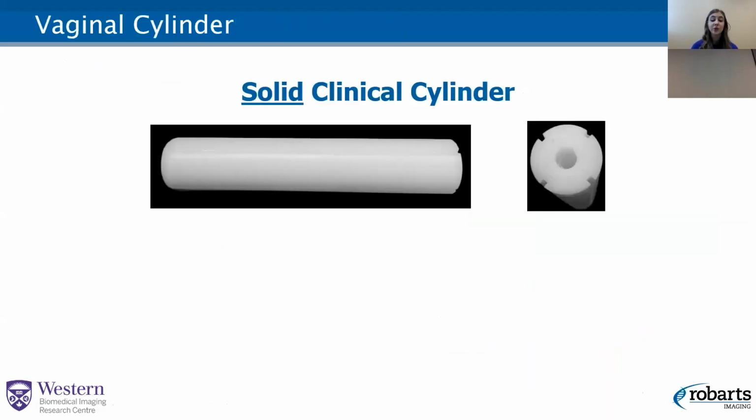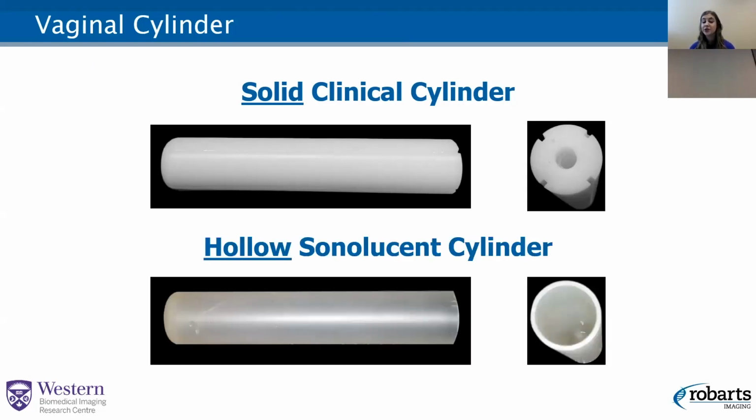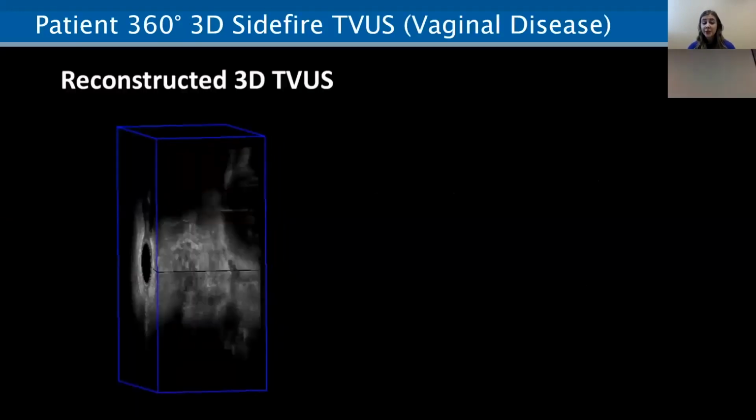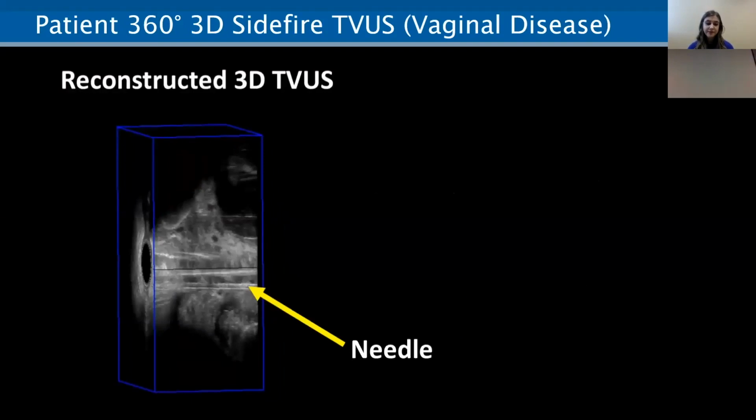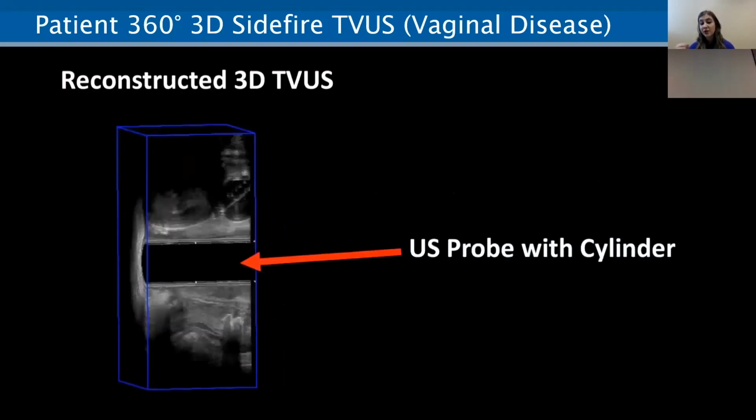And so in order to do this, we took the solid clinical vaginal cylinder and we replaced it with a hollow cylinder made out of a sonolucent plastic, meaning that we can take an ultrasound image through the plastic. And so this cylinder has the same outer dimensions as the clinical one, but has a hollow core to accommodate the ultrasound probe. And so this is an example of a patient image from that study, where in this sagittal view, the needles appear as these linear structures. And in these images, the ultrasound probe is in the center, surrounded by that cylinder.